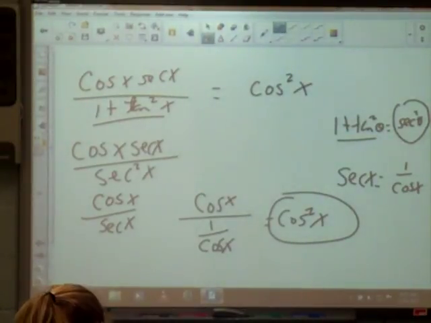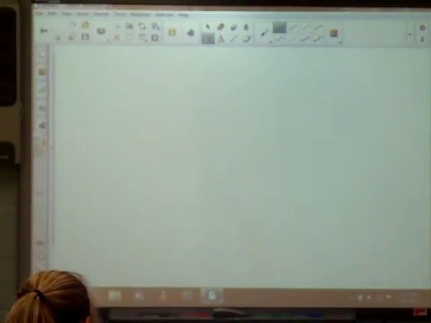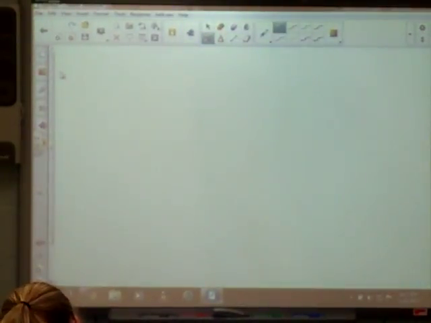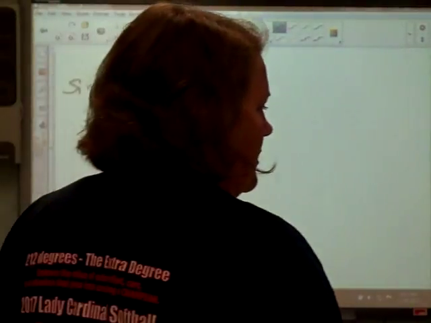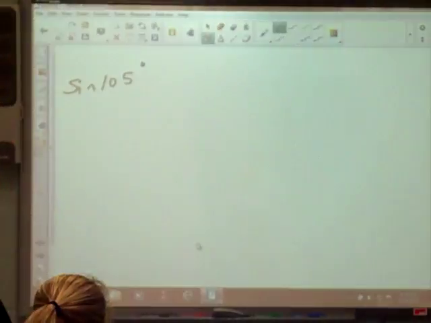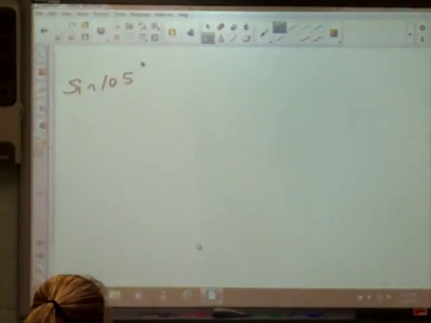Alright, ready to try something else? Alright, changing gears for a minute. Here I'm asked to find the exact value of the sine of 105 degrees. Exact value, that's key. First thing I'm going to do is look at my unit circle for 105 degrees. Remember, your ordered pair is cosine comma sine. But that's not on there. It goes from 90 to 120, I think. So 105 is not on there.